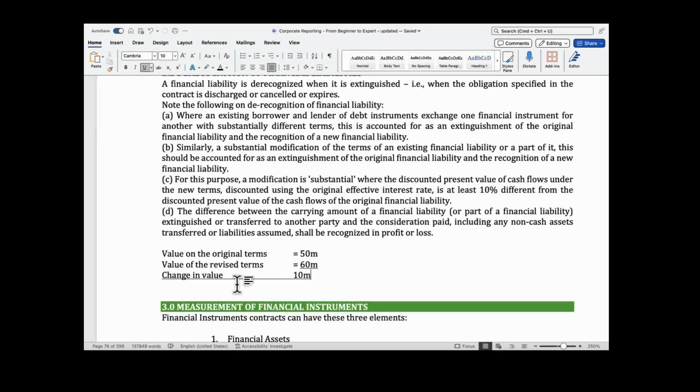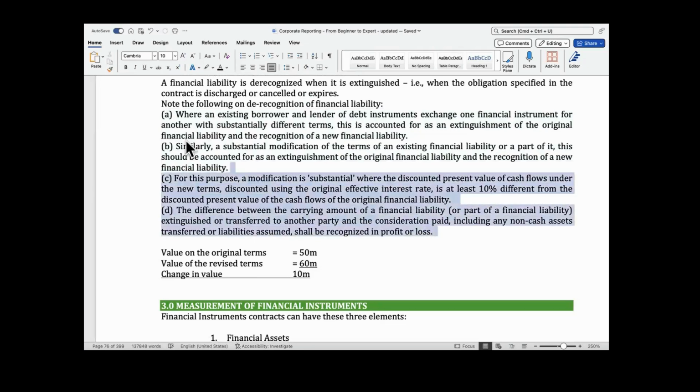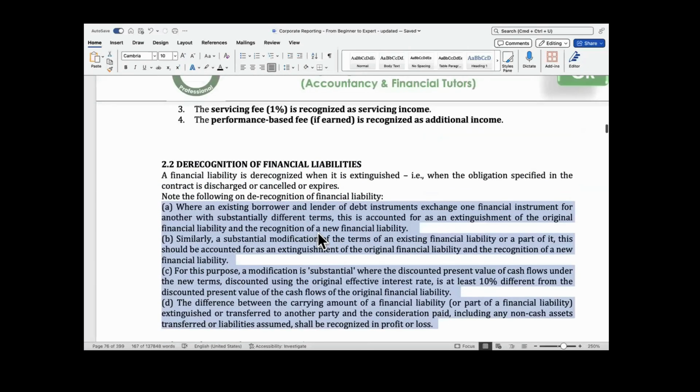So when there's substantial modification, the original financial liability under the original terms will be derecognized, while the new one, you would recognize it based on the new value. So that's that. I just needed to make a mention of that. I needed to state it. They might not really ask you something on that.